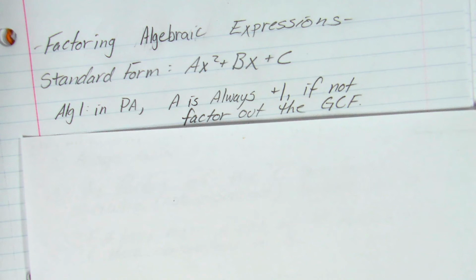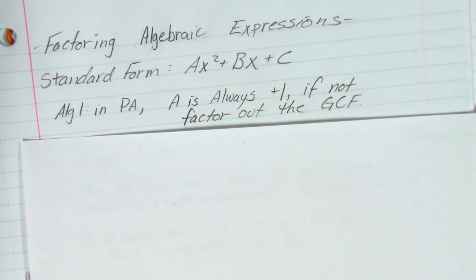In Algebra 1 in Pennsylvania, a is always positive, and if it's not, you can find a GCF. I point that out because you're going to see a few problems in this section where the a term is not positive 1, and a lot of people will get confused when they see that and not be sure what to do. So I emphasize it a lot. Study Island doesn't emphasize it as much as I do, but I feel like if you can do the ones where a is not 1, then the rest of them are really easy.